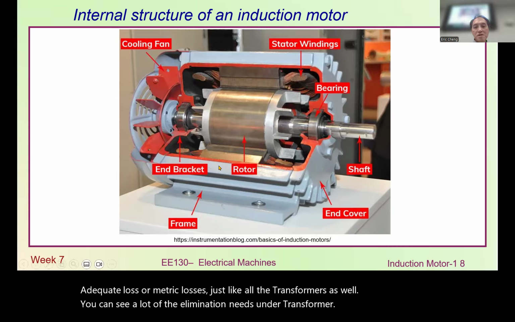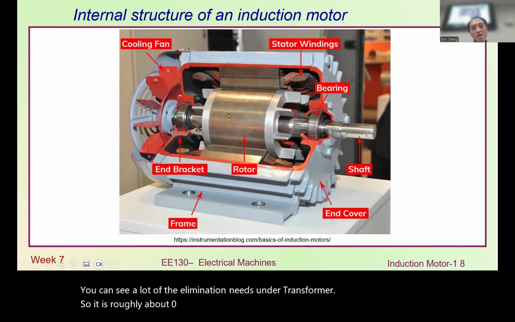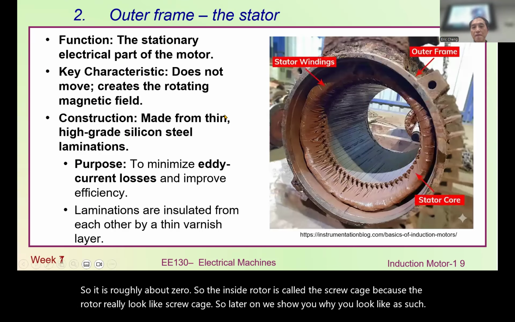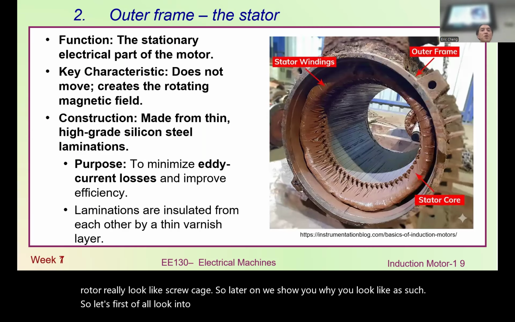So that's roughly about zero. The inside of the rotor is called a squirrel cage because the rotor really looks like a cage. Later on we'll show you why it looks like that. So let's first of all look into the outer frame, that means the stator. That's how the stator looks.